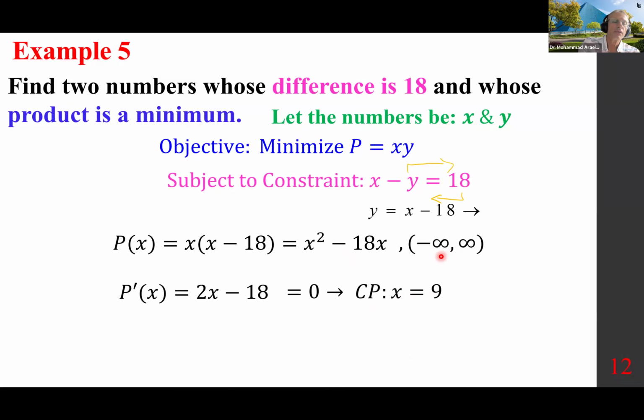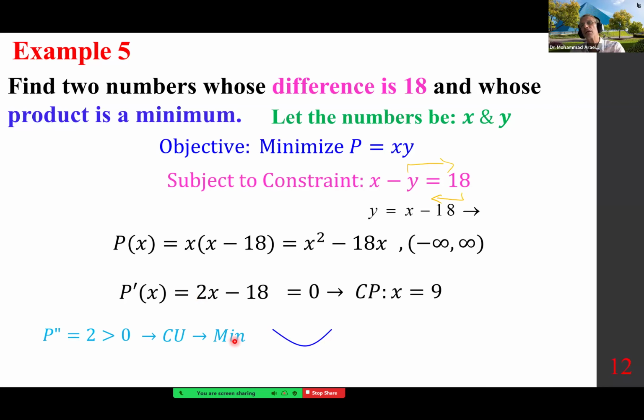We do the second derivative test because P double prime is simply positive 2. And positive means concave up. Looking like that, it means the minimum occurs when x equals 9. So we can use this formula or this formula to find y, which is 9 minus 18, or negative 9.